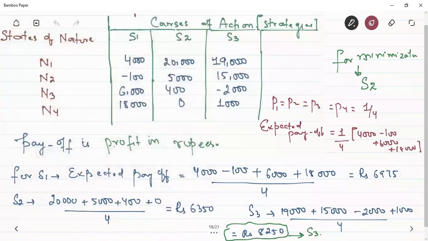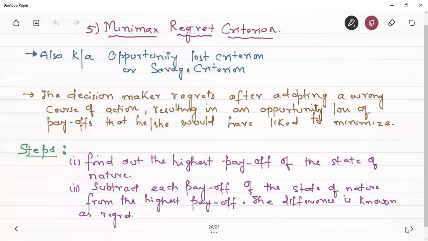Now let's look at the 5th and final criteria, that is the minimax regret criteria. Don't confuse it with the minimax criteria. One was the minimax criteria which we had seen in the previous lecture, but this is the minimax regret criteria. This criteria is also known as opportunity lost criteria or Savage criteria. Okay, these are the other names.